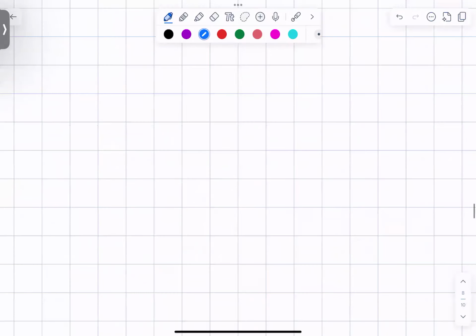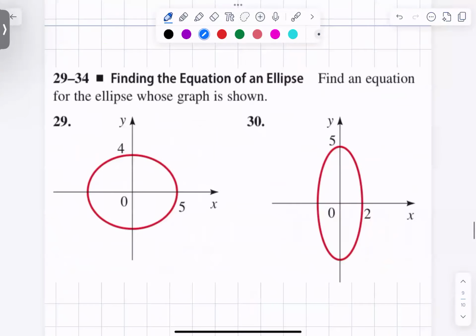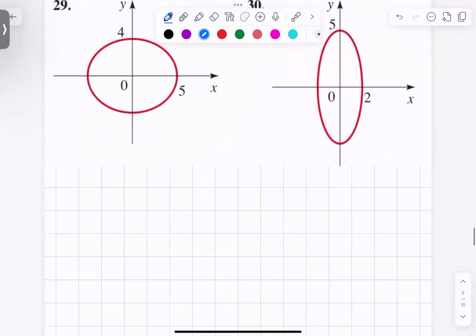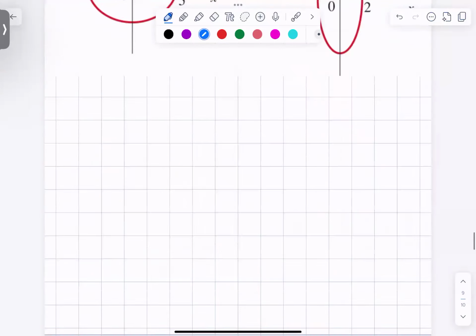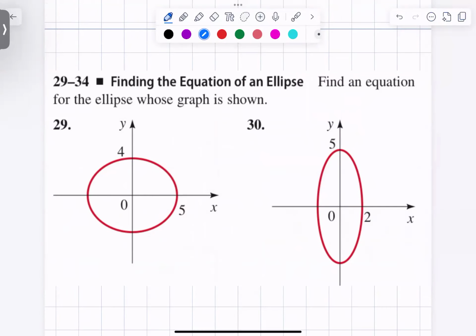Those key things you have to remember, and make sure that you understand that. So here I'm going to do one of these and then do one of these. Find an equation for the ellipse whose graph is shown. So you're going to have a graph and you're going to have to be able to find the equation.